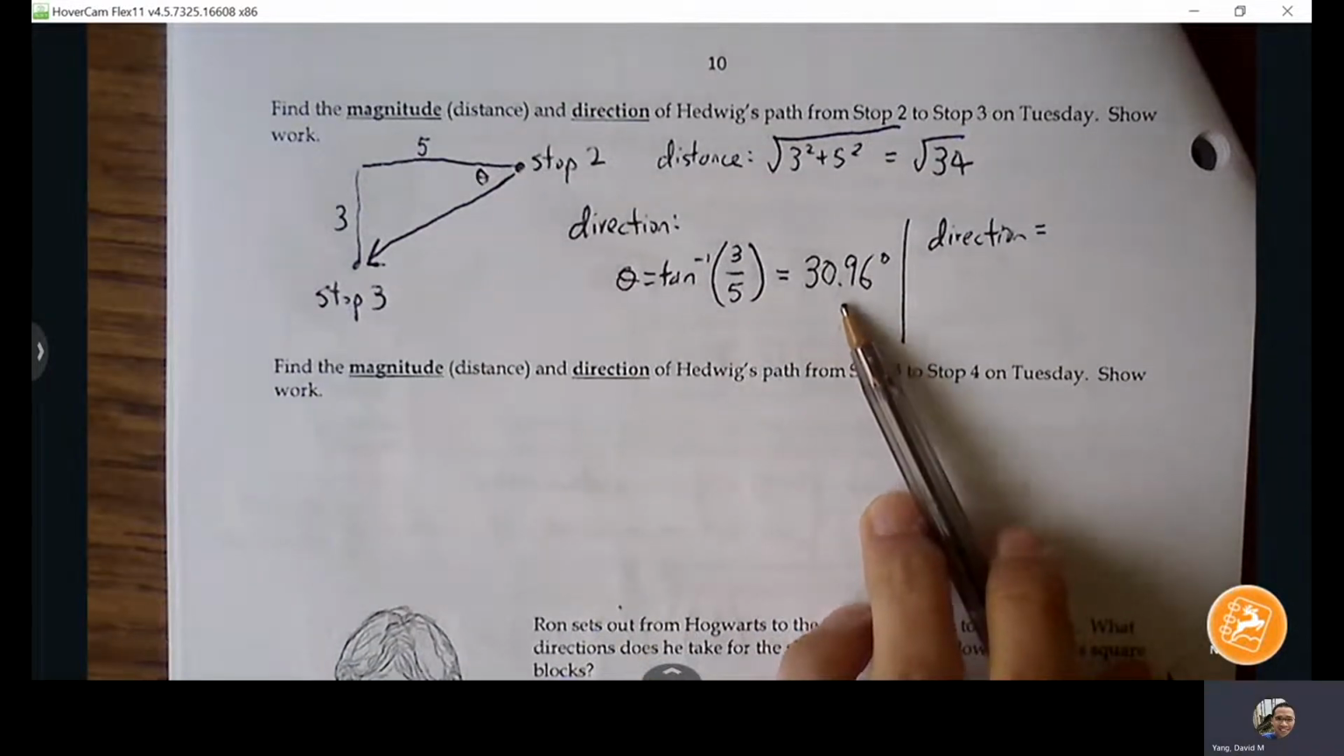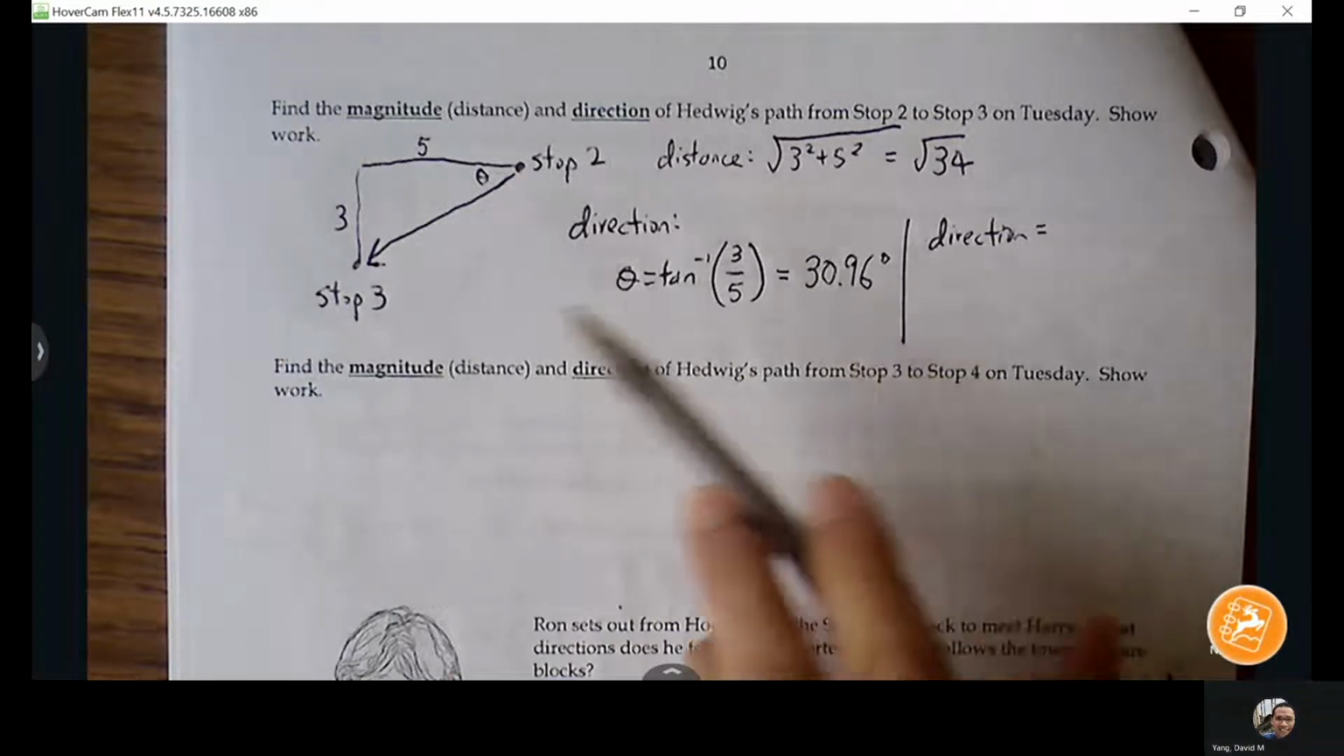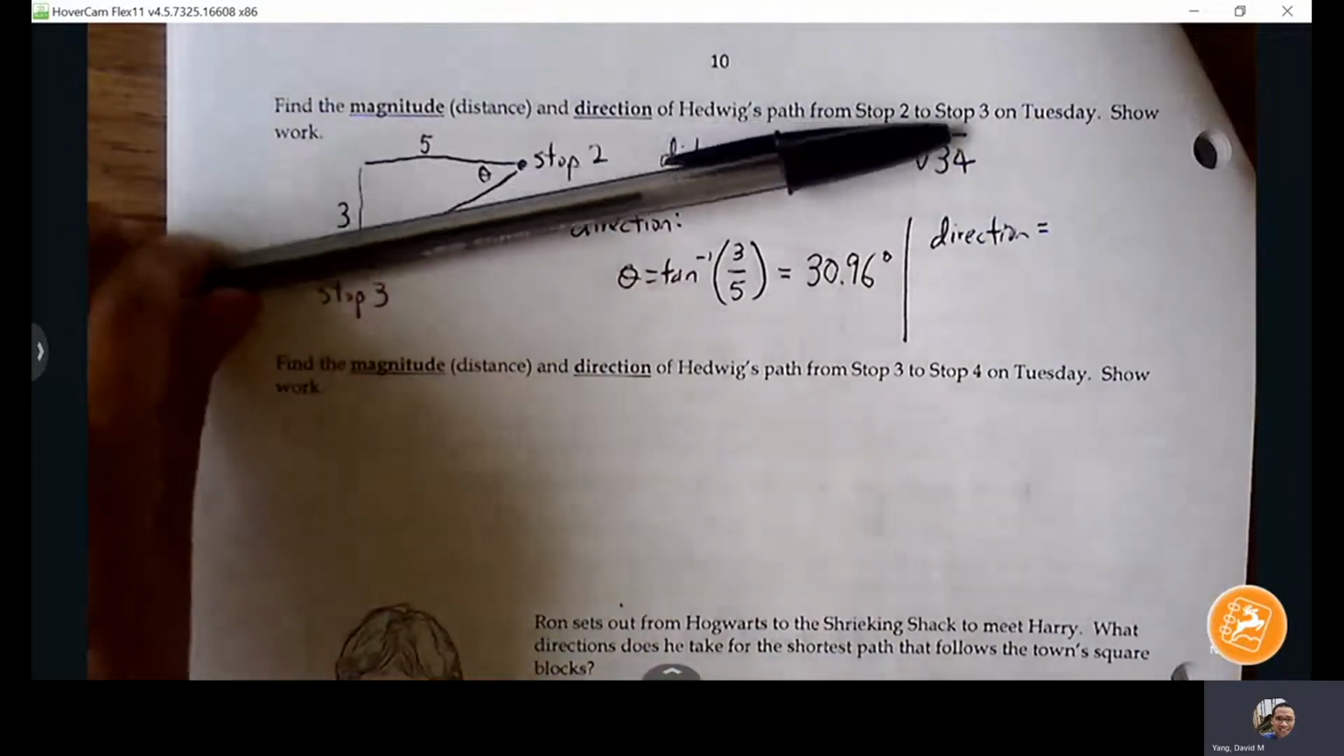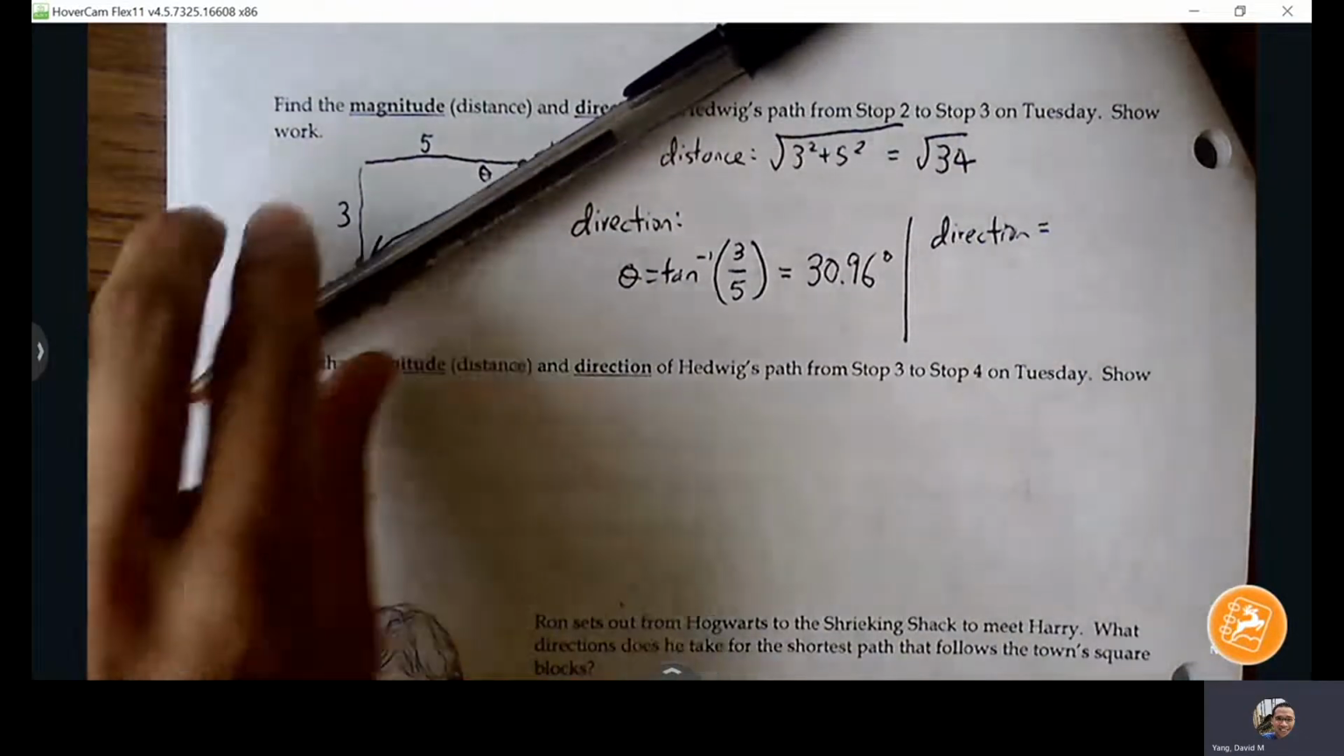Okay, what I have is the reference angle. What adjustment is needed here? Yeah, third quadrant, right? So I need to start at 180. I need to add that reference angle to get to a measure that's in the third quadrant.